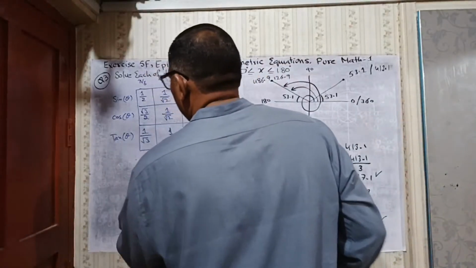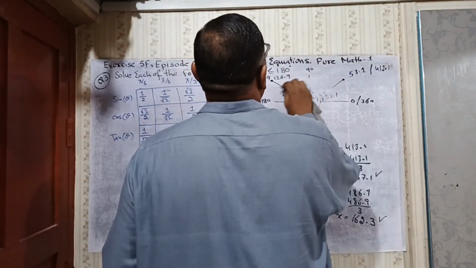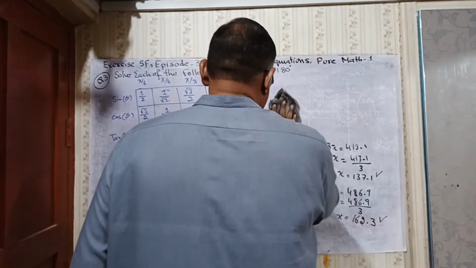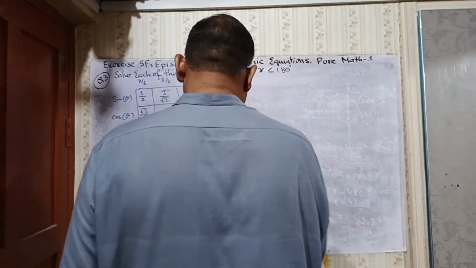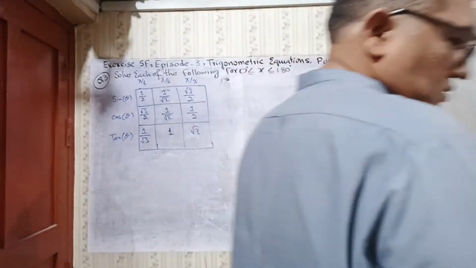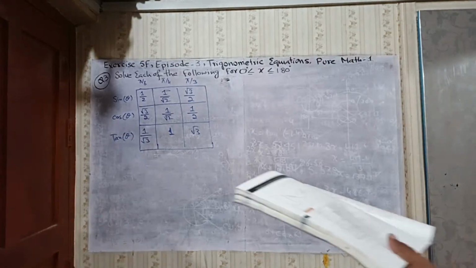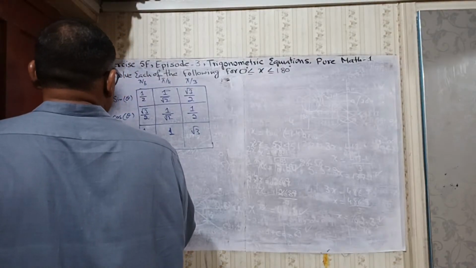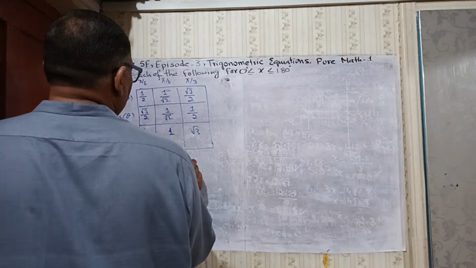Question number 3, and now we are going to attempt the C part. Here he says tan 2x equals 4.